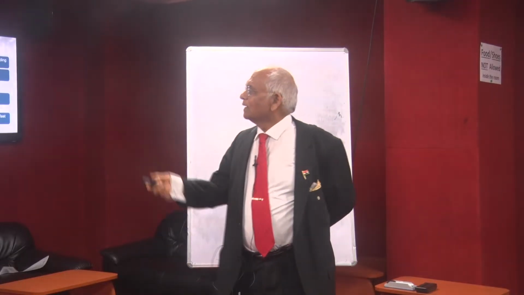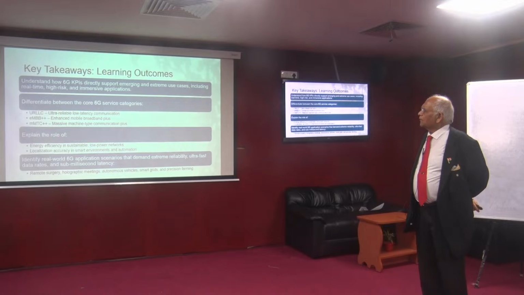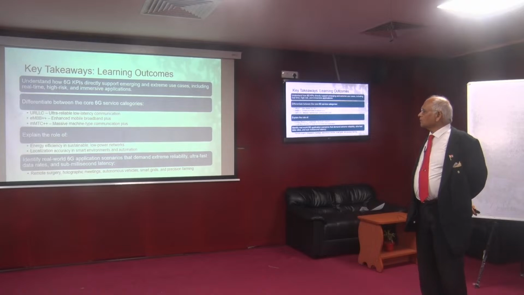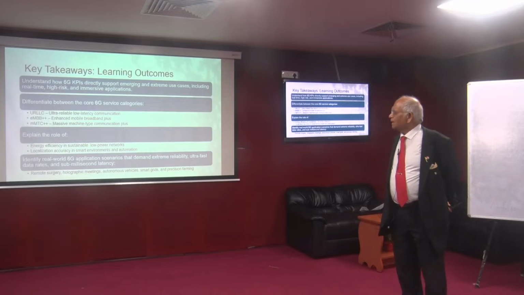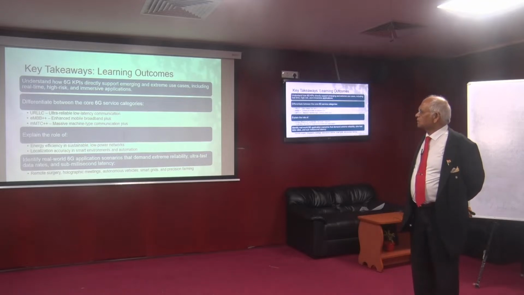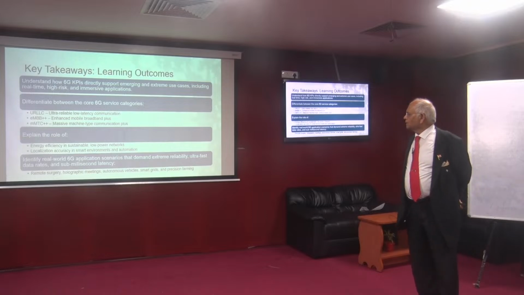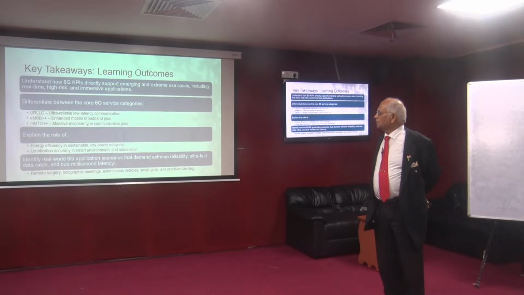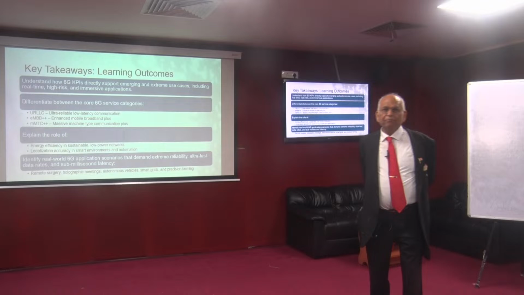Anyway, let's go ahead. Differentiate between the core 6G service categories. I think all the terms you now know. URLLC, ultra reliable, low latency communication. eMBB, enhanced mobile broadband plus. I don't know why they put plus. Then mMTC, massive machine type communication. Explain the role of energy efficiency in sustainable, low power networks, localization accuracy in a smart environment and attenuation. Last but not least, identify real world 6G application scenarios that demand extreme reliability, ultra fast data rates, and sub-millisecond latency. Remote surgery, holographic meetings, autonomous vehicles, smart grids, and precision agriculture.